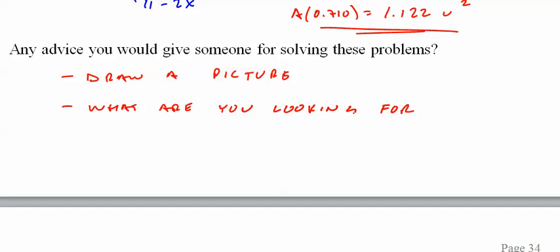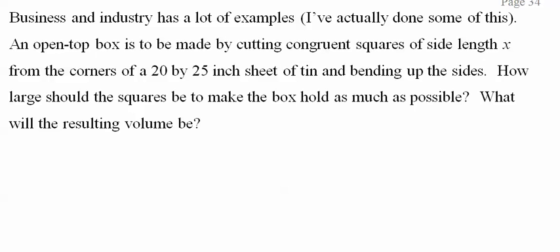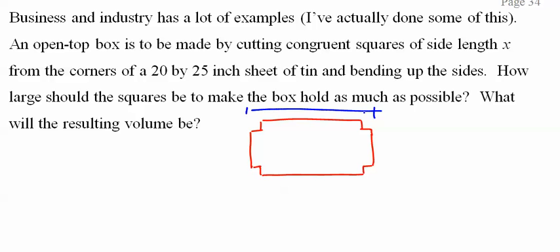And then at the end, check if you found a min or a max. You can get off track very readily if you're not careful. So here's an example. You can read it. It's basically saying there's a box. We're cutting out of a square piece of tin foil. Extremely challenging to draw. And this is 25 inches. This is 20 inches. And each of these corners are x because they're going to be square.